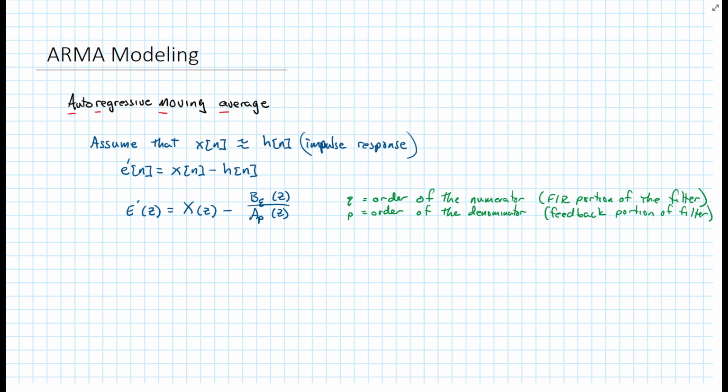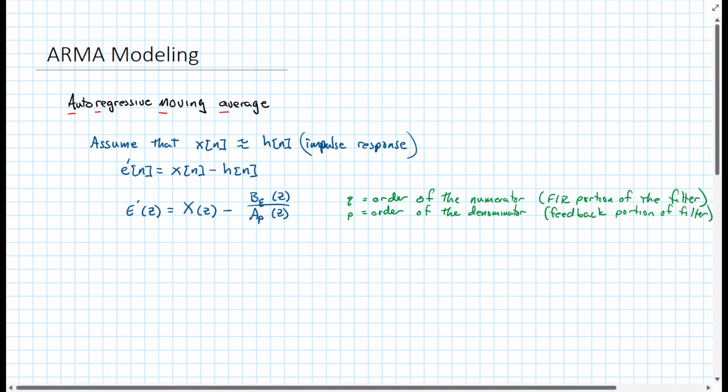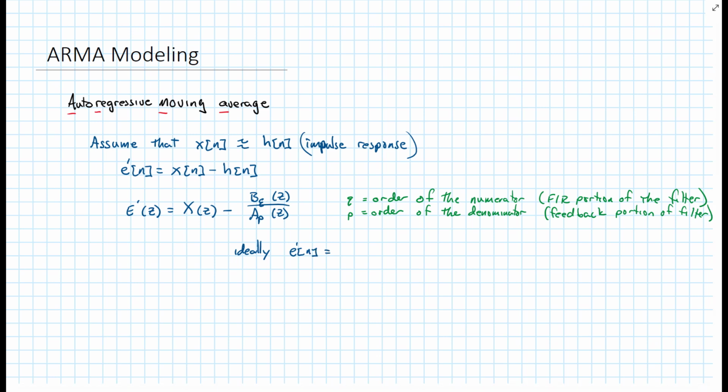All right, there are several ways to approach this. Ideally, we would like E of z to go to 0. So let's go ahead and put that. Ideally, E prime of n equals 0. And so we set that to equal 0 and solve for our A coefficients and B coefficients. This is called the Padé method.